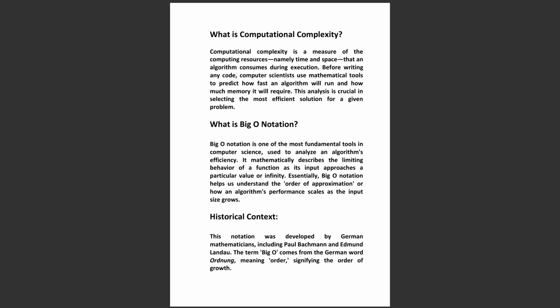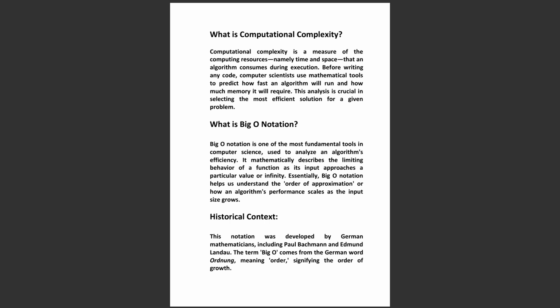So what is computational complexity? Essentially, it's a measure of the resources, mainly time and space, that an algorithm consumes during execution. Before writing any code, computer scientists use mathematical tools to predict how fast an algorithm will run and how much memory it will require. This type of analysis is essential for choosing the most efficient solution to a given problem.